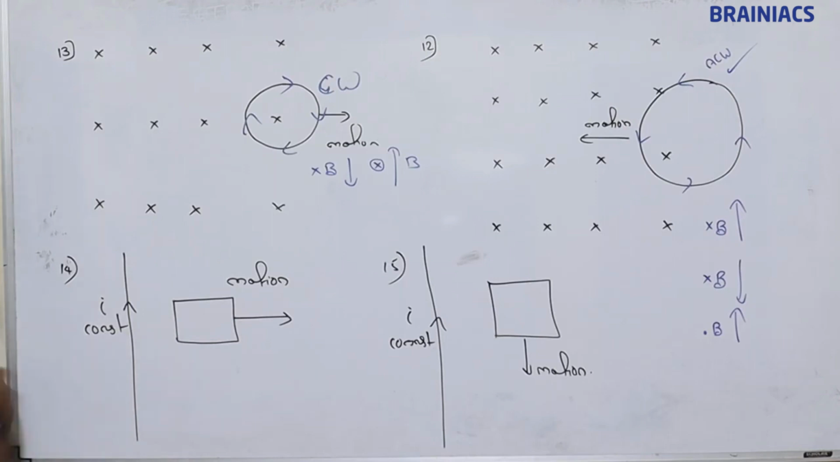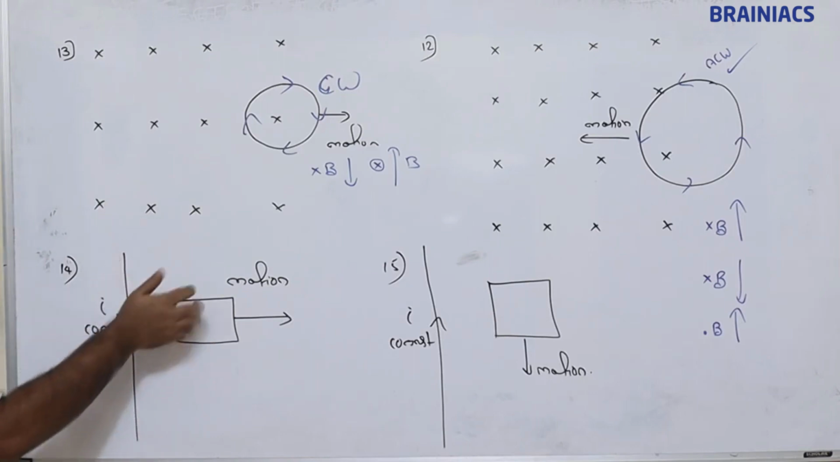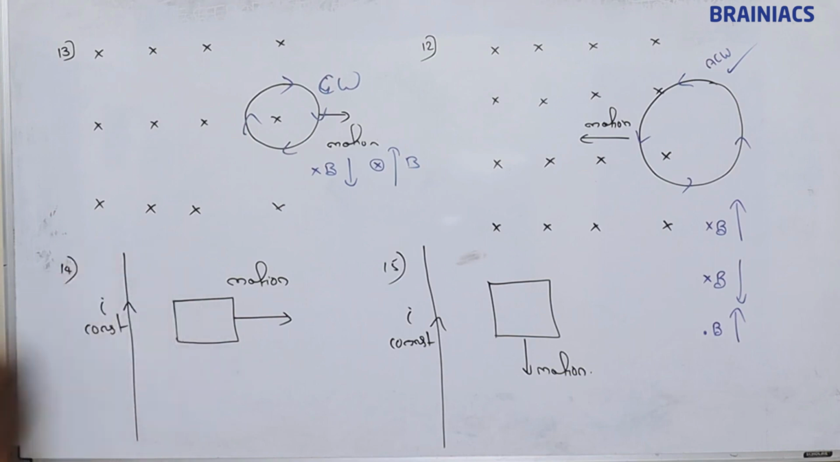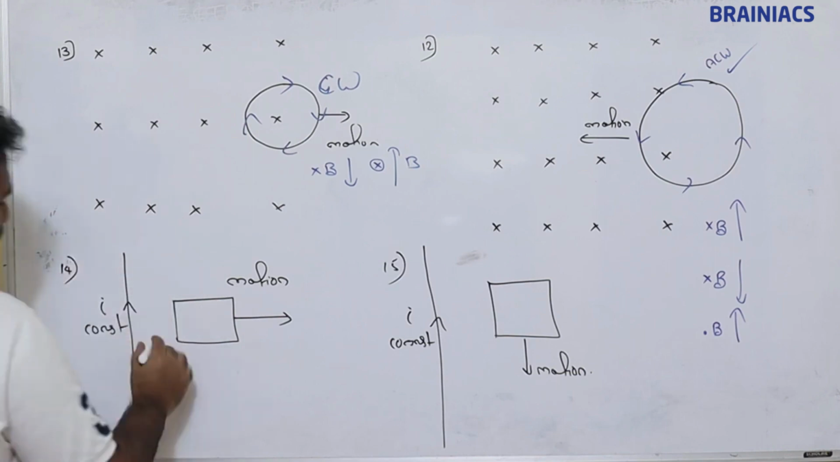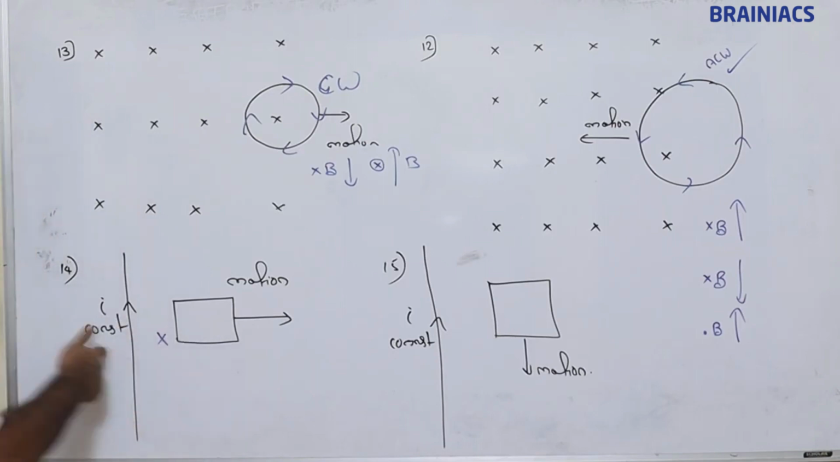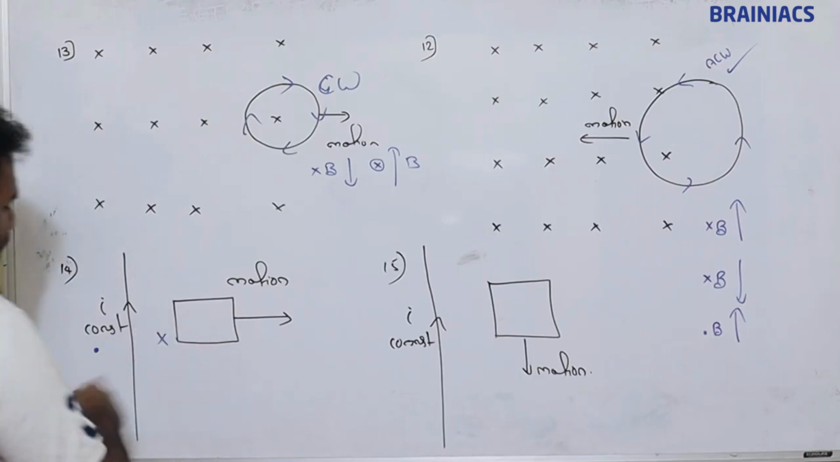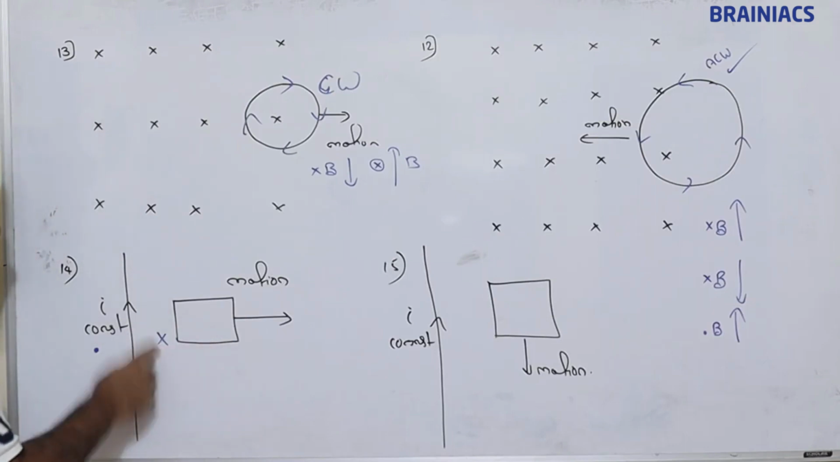Now see the answer. So current is moving like this. Magnetic field will be cross this side, dot this side. So cross magnetic field on this side, dot magnetic field on this side. Now what will be the direction of current here? Whether this cross magnetic field is increasing or decreasing, then only you will be able to say.